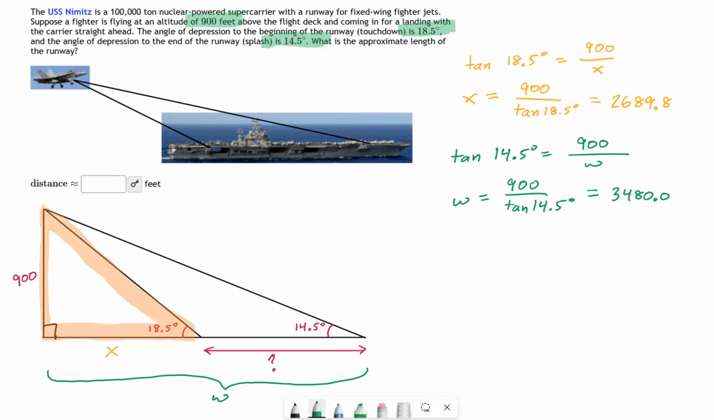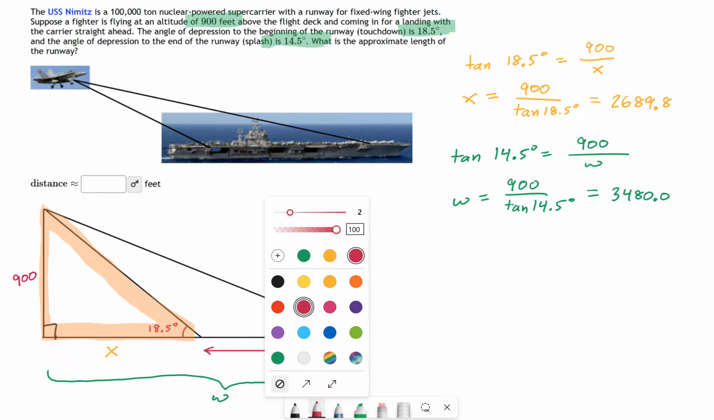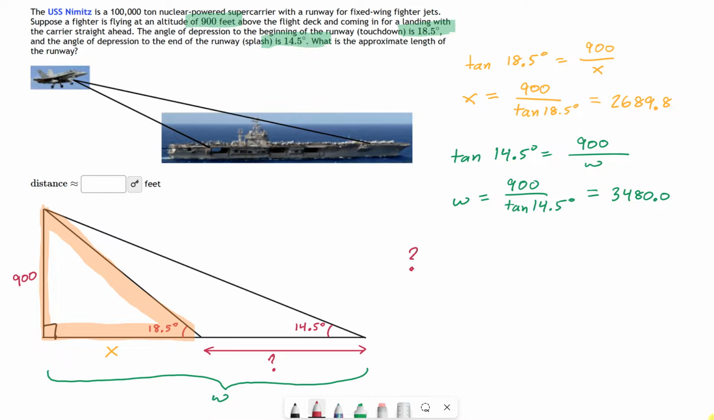That's W and x. And now if you just take the difference between those things, you get your answer. So what we're looking for here, question mark, equals W minus x. That's how you solve a typical compound trig problem. You have to see where there's two triangles in the thing and get to work using SOH-CAH-TOA.